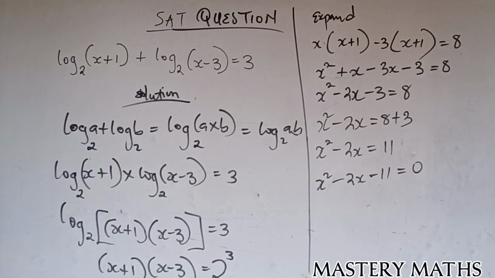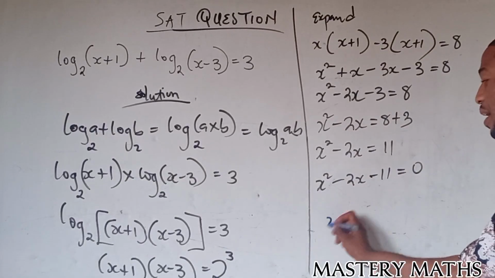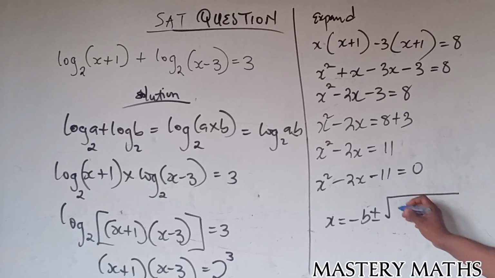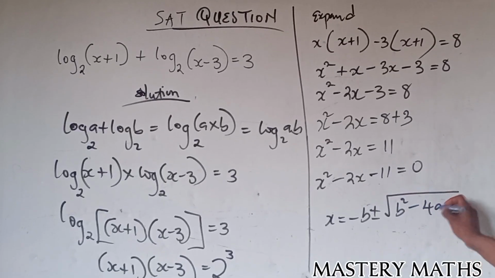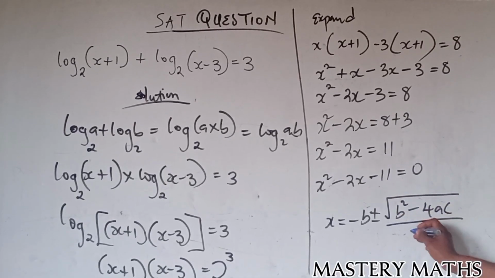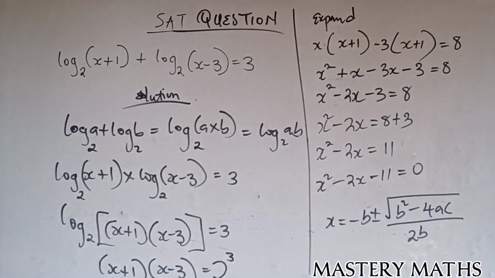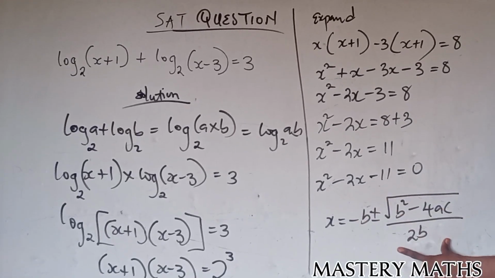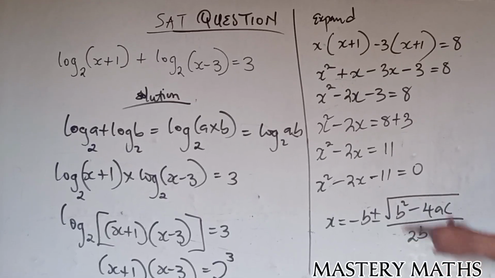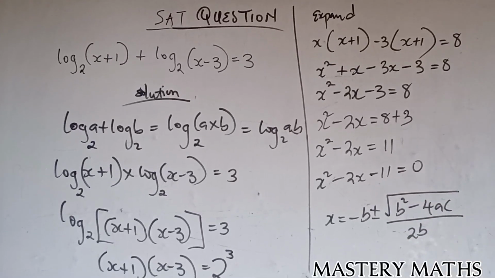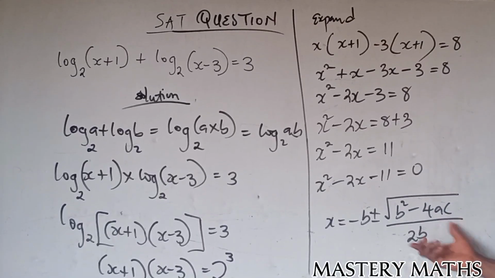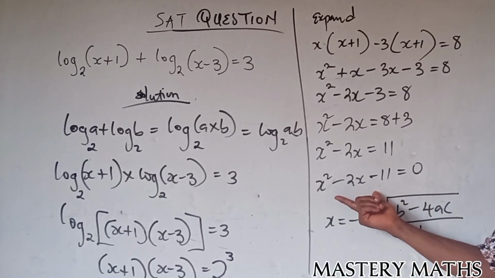And what is the formula? The formula is given to us by x is equal to minus b plus or minus the root of b squared minus 4ac, all over 2a. This is the only way we can use to factorize this, by using the formula method. Some call it the almighty formula, I call it the formula method. So we're going to use this formula method to work on this.